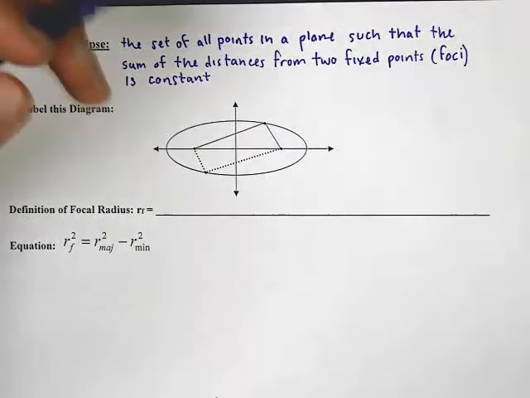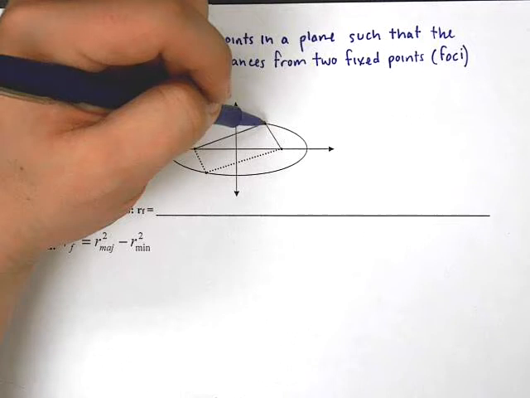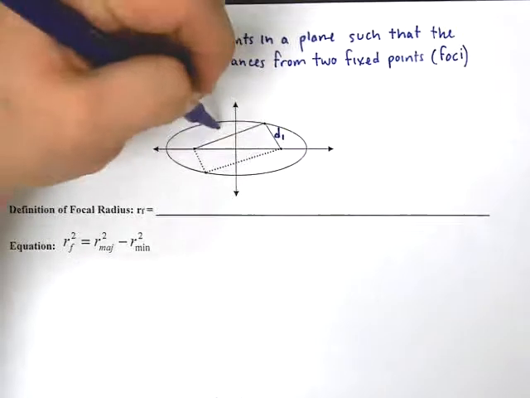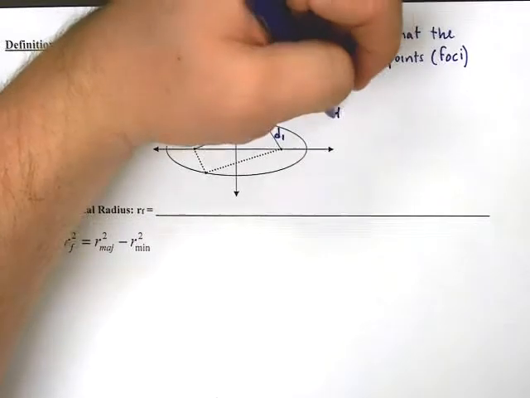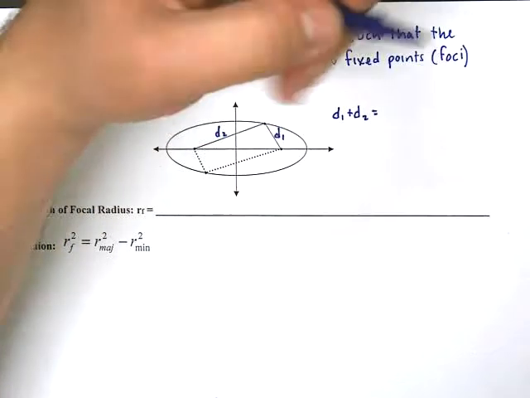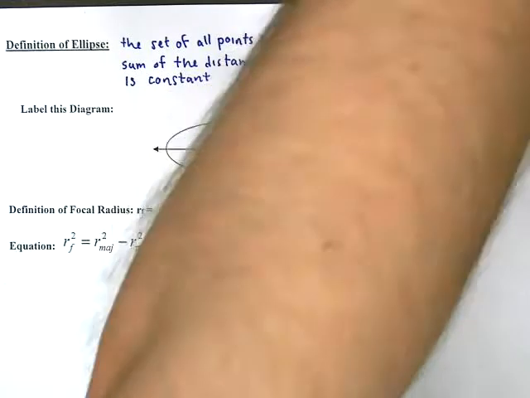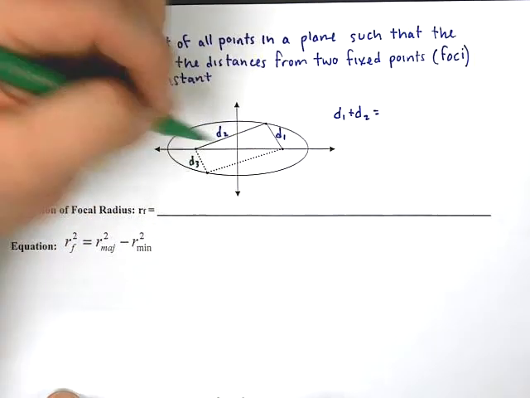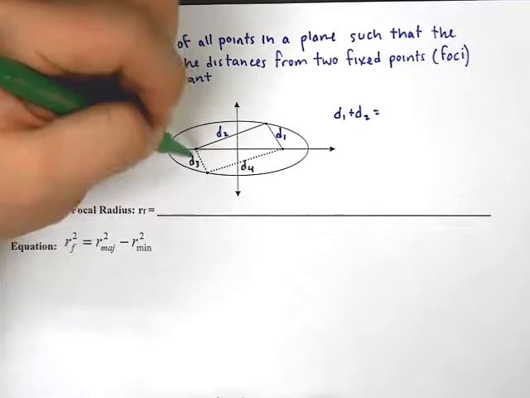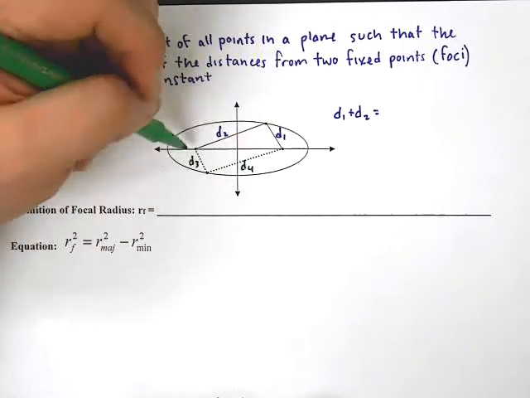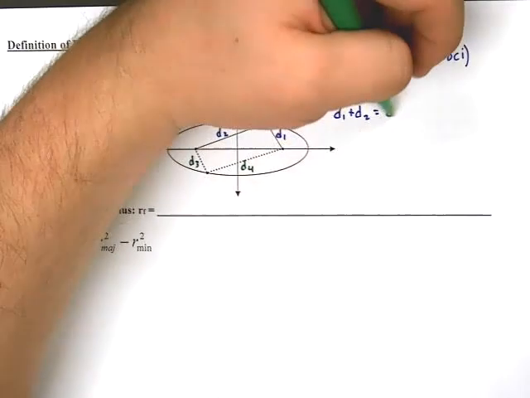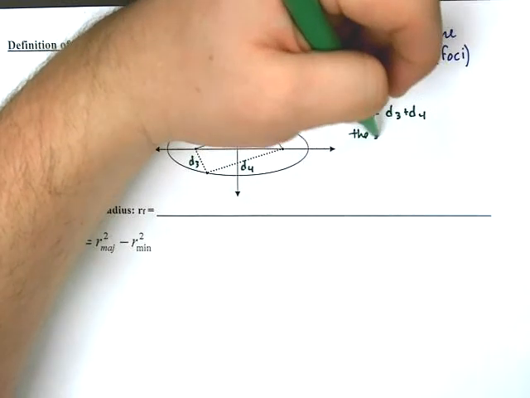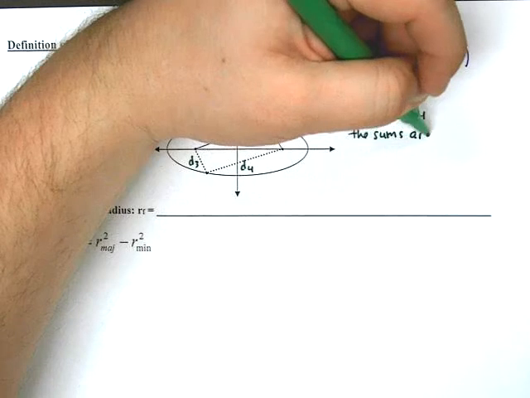So what does that mean? Well, that means in this picture, if I'm picking this point on my ellipse, maybe I call this D1 and I call this D2. And when I add D1 plus D2, I get a number. And then what happens if I switch? What if I choose this point and I call this D3 and D4? Well, the sum of D3 and D4 has to be the same as D1 and D2, okay? So we could say this, right? The sums are constant.